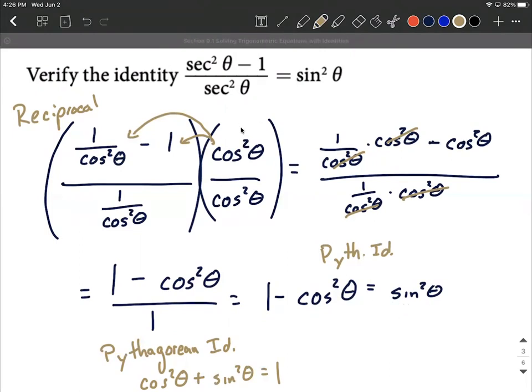As you get going on these, I always suggest rewriting everything in terms of sine and cosine. Then it's a bunch of algebra to reduce things down. And then sometimes whenever you have a square involved, you want to pull out the Pythagorean identity to help you rewrite it in terms of either sine or cosine. All right, hope this helps out. Keep practicing. You'll get the hang of it. Just takes practice. Good luck.